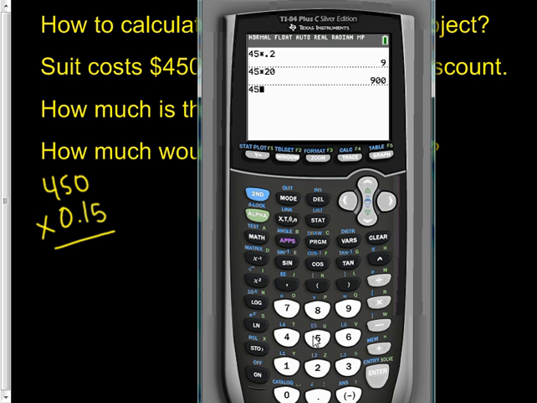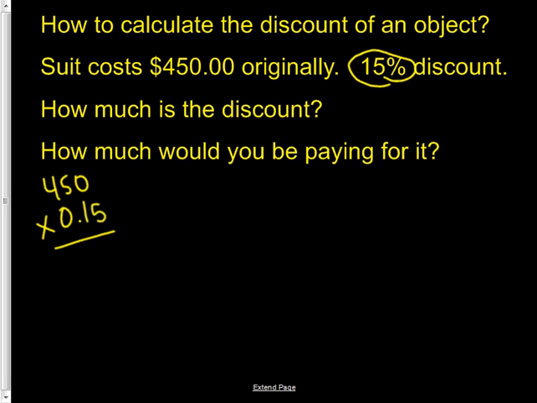So 450 times 0.15 means that I'm getting $67.50 off. Okay. Now, since 450 was money, that means this is money. And how much is my discount? $67.50. So how much am I paying for it?